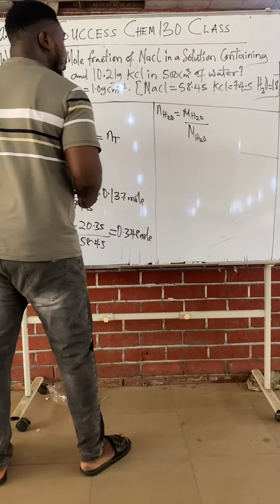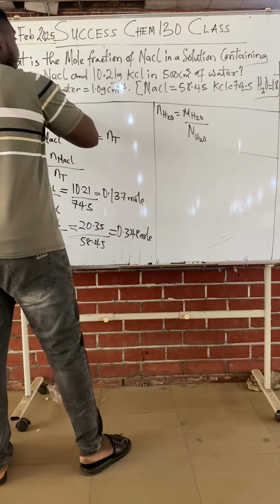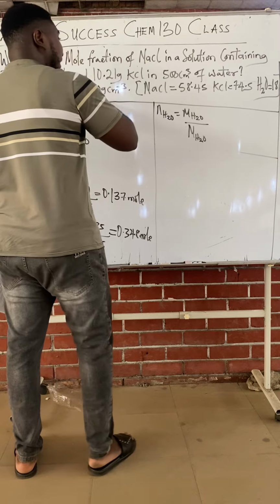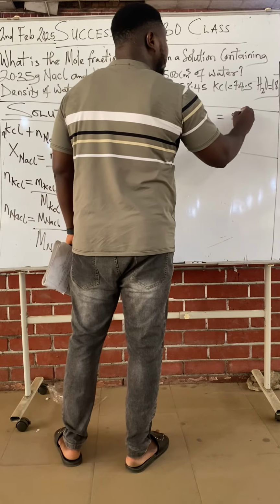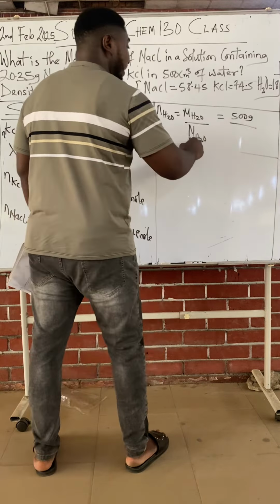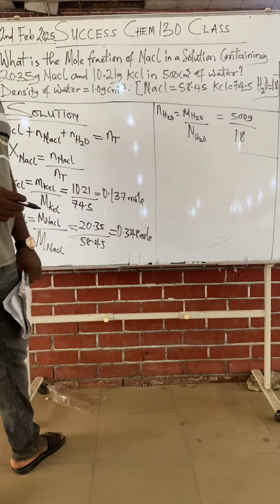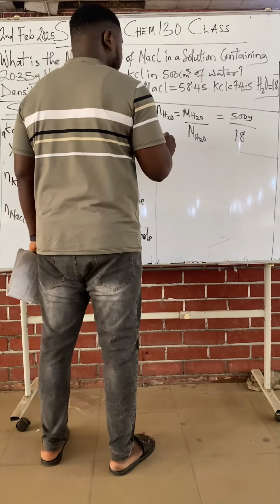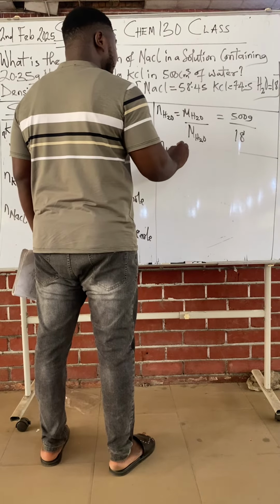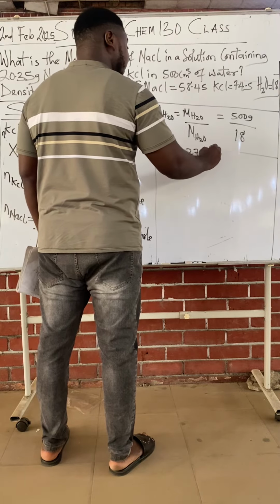Class, mass of H2O is simply now density times volume, right? Because we have done it before. That's 500 times 1, so my mass of H2O is 500 grams. And molar mass is 18, which is here, right? So 500 divided by 18. 27.777.